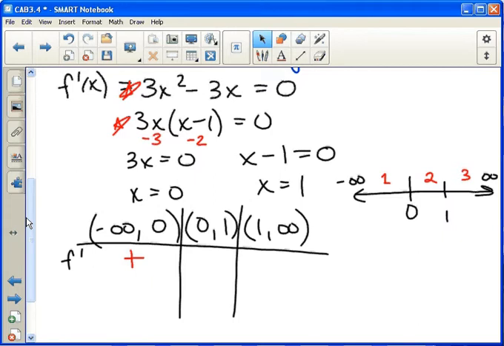Let's say we plug in 1/2 between 0 and 1. 3 times 1/2 gives you a positive. 1/2 minus 1 gives you a negative. And a positive times a negative is a negative.